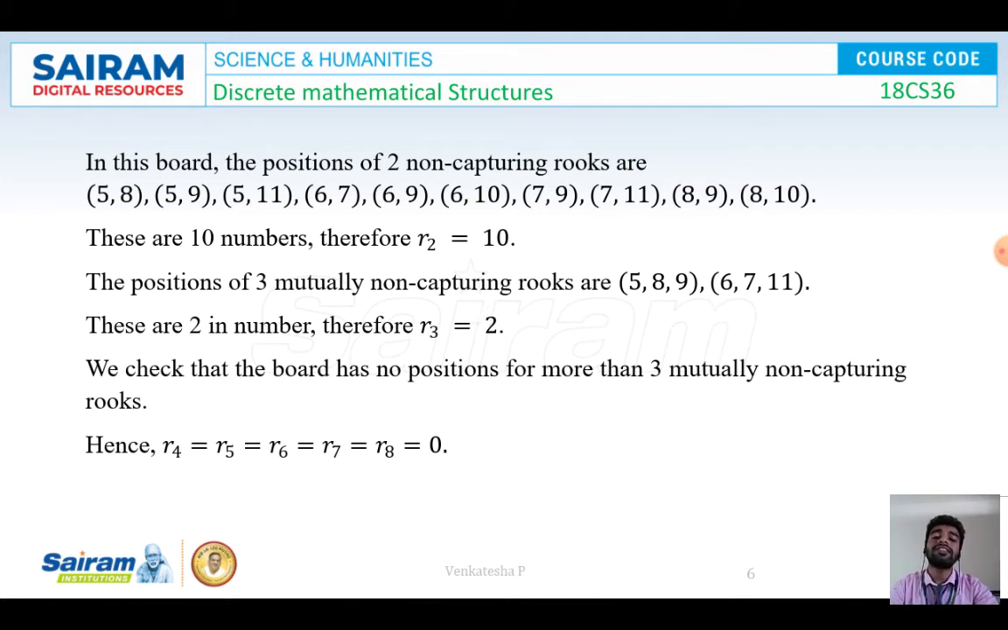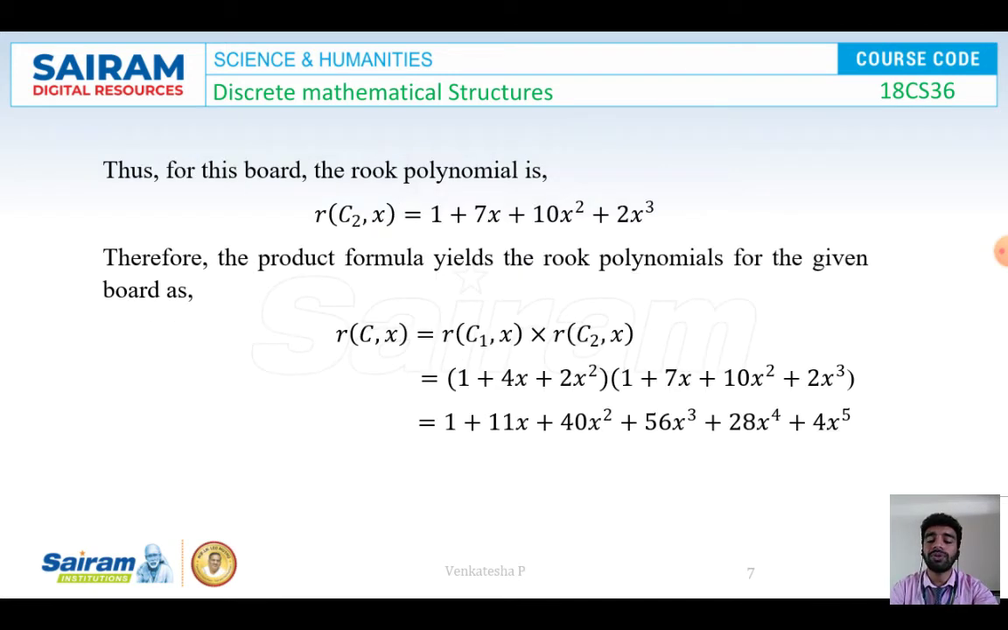And since it is 3x3, the value from R4 to Rn will always be 0 only. So now I will be making the rook polynomial for the board C2. It will be equal to Rc2 of x is equal to 1 plus 7x plus 10x square plus 2x cube.